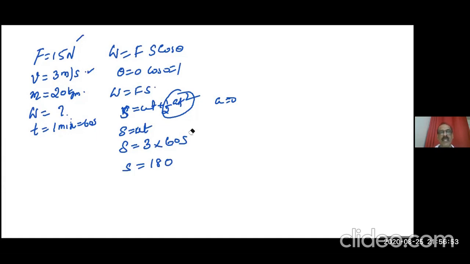Sir, I didn't understand how the acceleration became 0. The body is going with a constant velocity. Acceleration is 0. Now s is equal to 180. Now we can put W is equal to 15 into 180. Calculate. Your answer will come 2,700 joules. This is your answer.